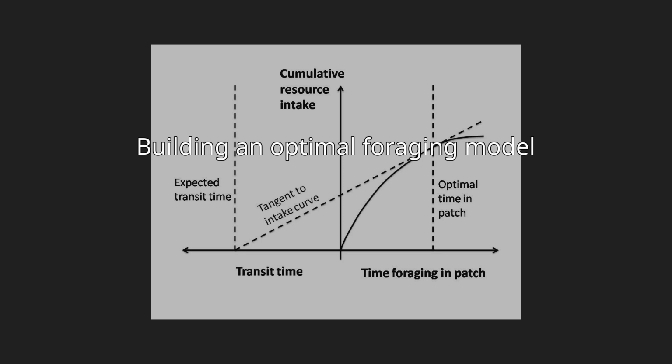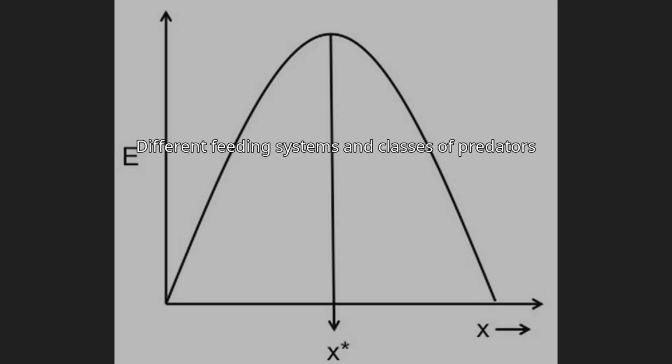To test a model, one can compare the predicted strategy to the animal's actual foraging behavior. If the model fits the observed data well, then the hypotheses about the currency and constraints are supported. If the model doesn't fit the data well, then it is possible that either the currency or a particular constraint has been incorrectly identified. Different feeding systems and classes of predators.